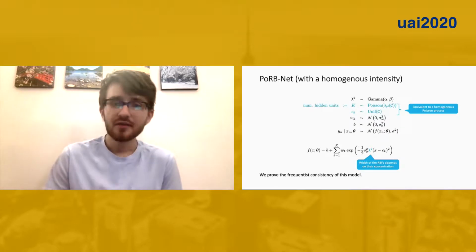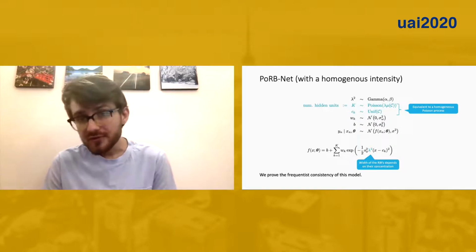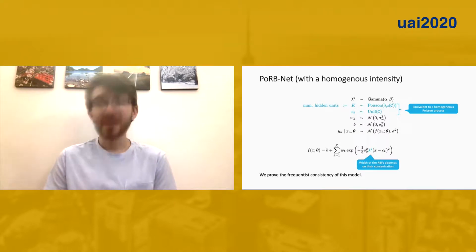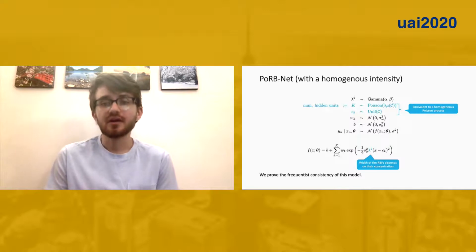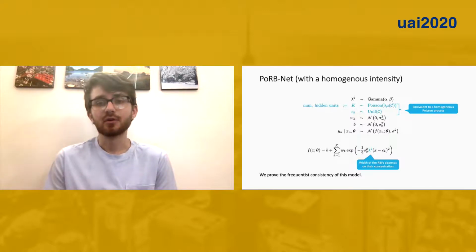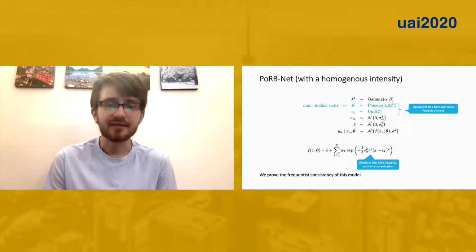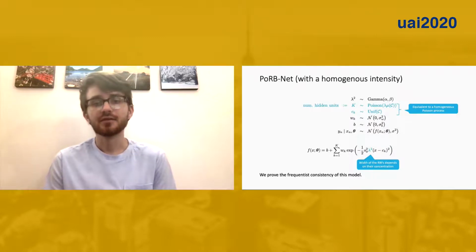Here's the full prior. The combination of a Poisson prior on the number of hidden units and a uniform prior on the location of the hidden units, i.e. the center parameters, is equivalent to what's called a homogeneous Poisson process. We put normal priors on the output weights and bias as in a standard BNN. Note that the number of hidden units is inferred from the data.